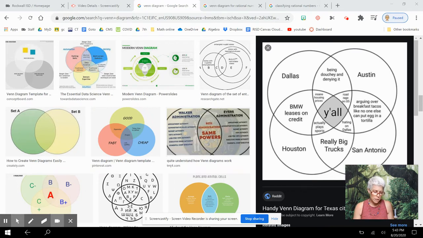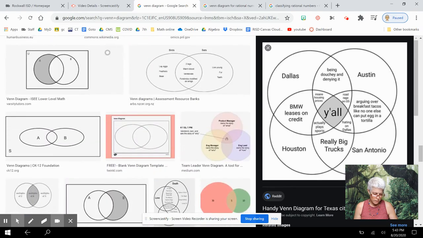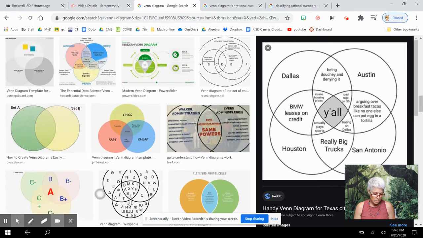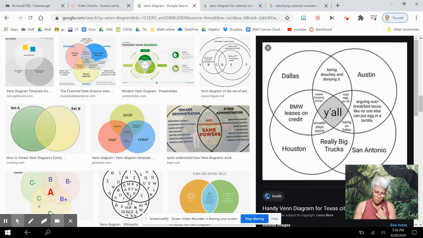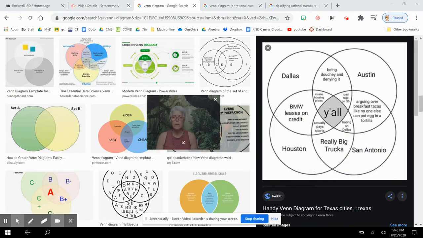I have here on my screen some Venn diagrams. Venn diagrams can look a whole lot of different ways. They don't have to be circles, but you can see most of these are circles. That's a common way for people to do Venn diagrams. I like this one over to the right. It's kind of cute because it talks about different cities here in Texas and what they have in common and what they don't. If the circles overlap and something is written in between them, both of those circles share that characteristic.